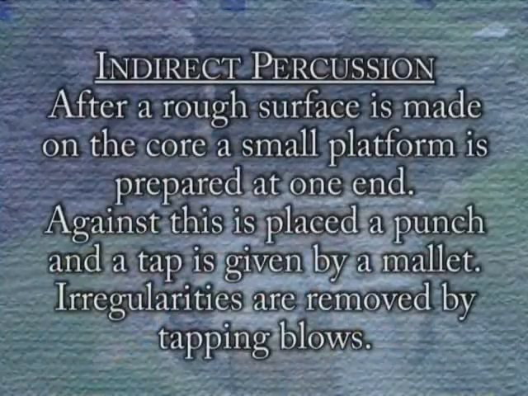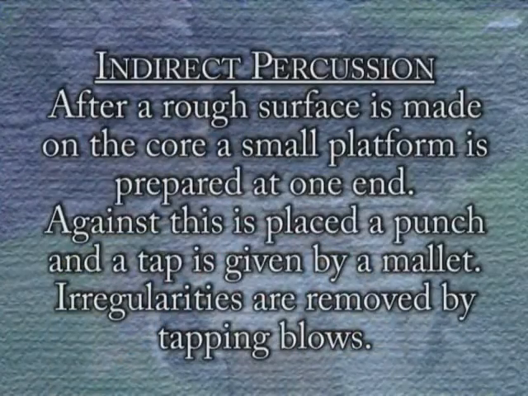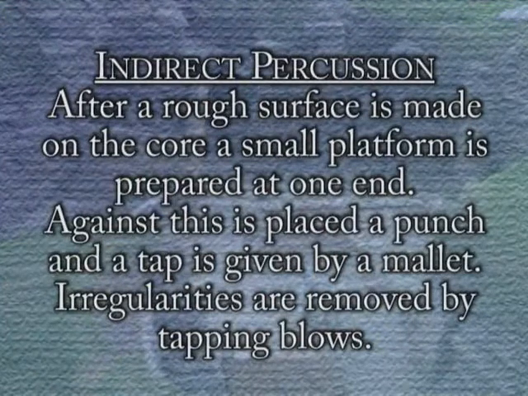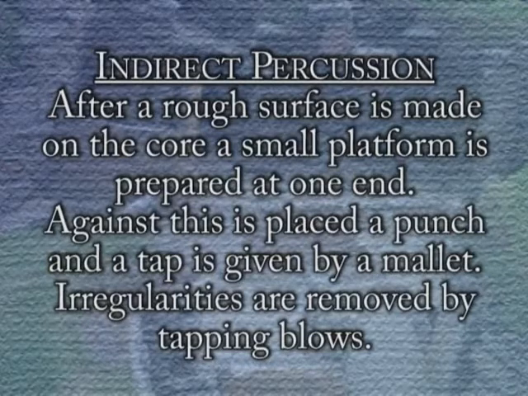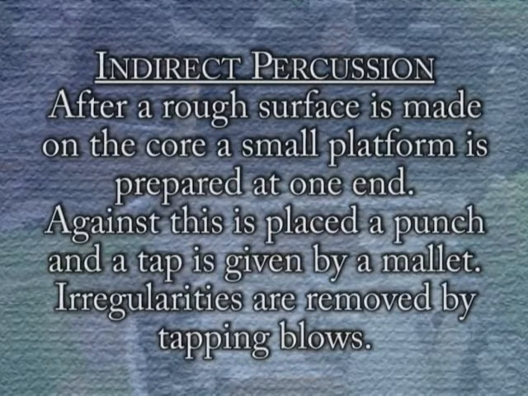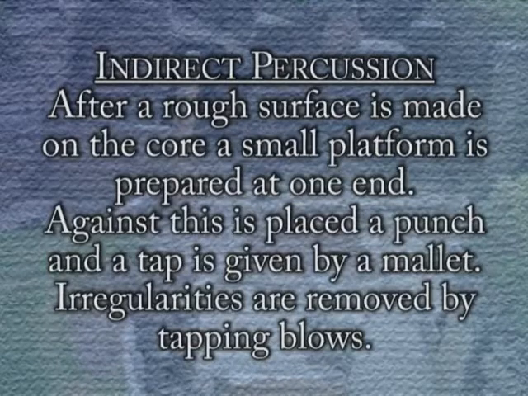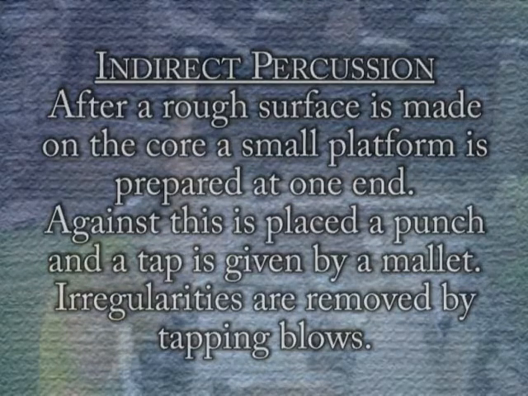What is indirect percussion? In other cases, after a rough surface is made on the core, probably with the help of this direct percussion method, a small platform is prepared at one end. Against this is placed a punch, and a tap is given by a mallet. Irregularities are removed by light tapping blows. You're making the platform, just remember. Since all the flakes are removed in the same direction, a fluting appearance results. The entire circumference of the core is just prepared and made ready for the removal of blades.